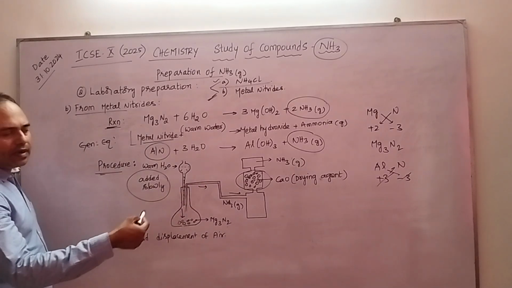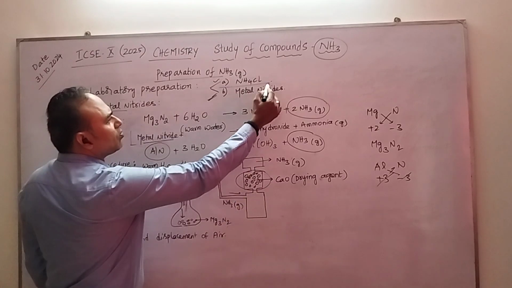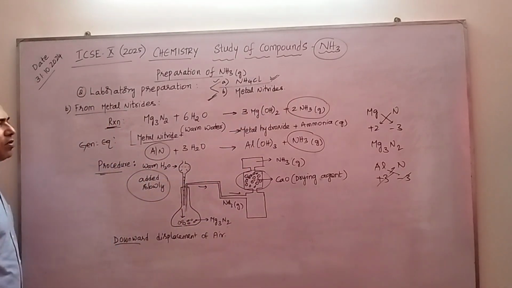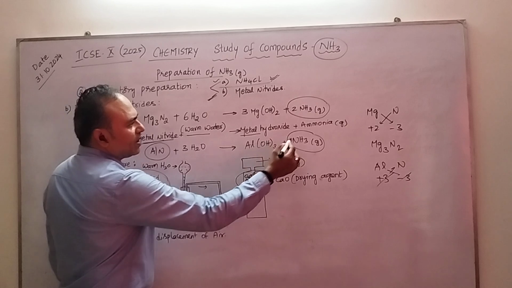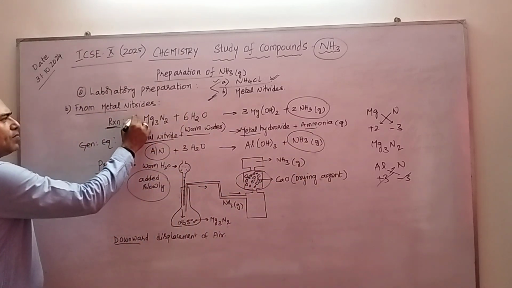See, the collection and drying agent, everything is the same as what we used in the ammonium chloride method. So hope you have understood this. Very simple. Metal nitride with warm water gives metal hydroxide and ammonia. Two examples you can take.